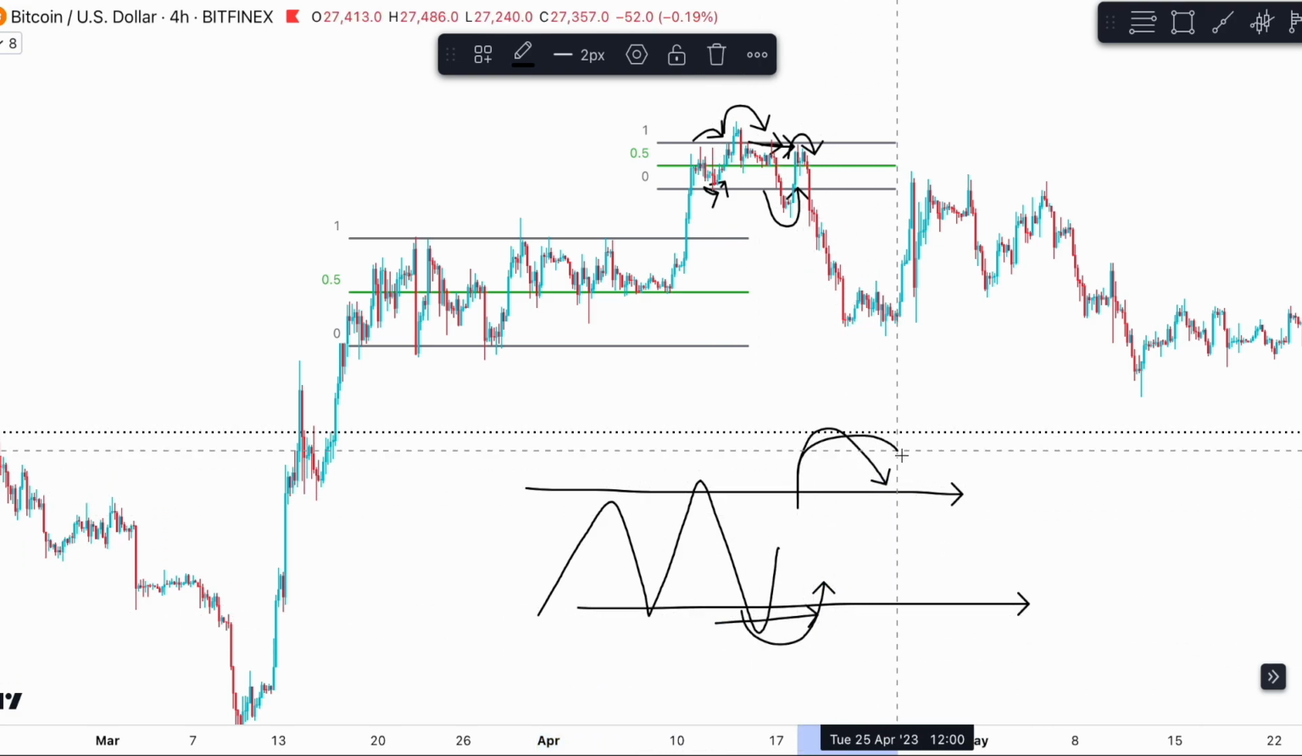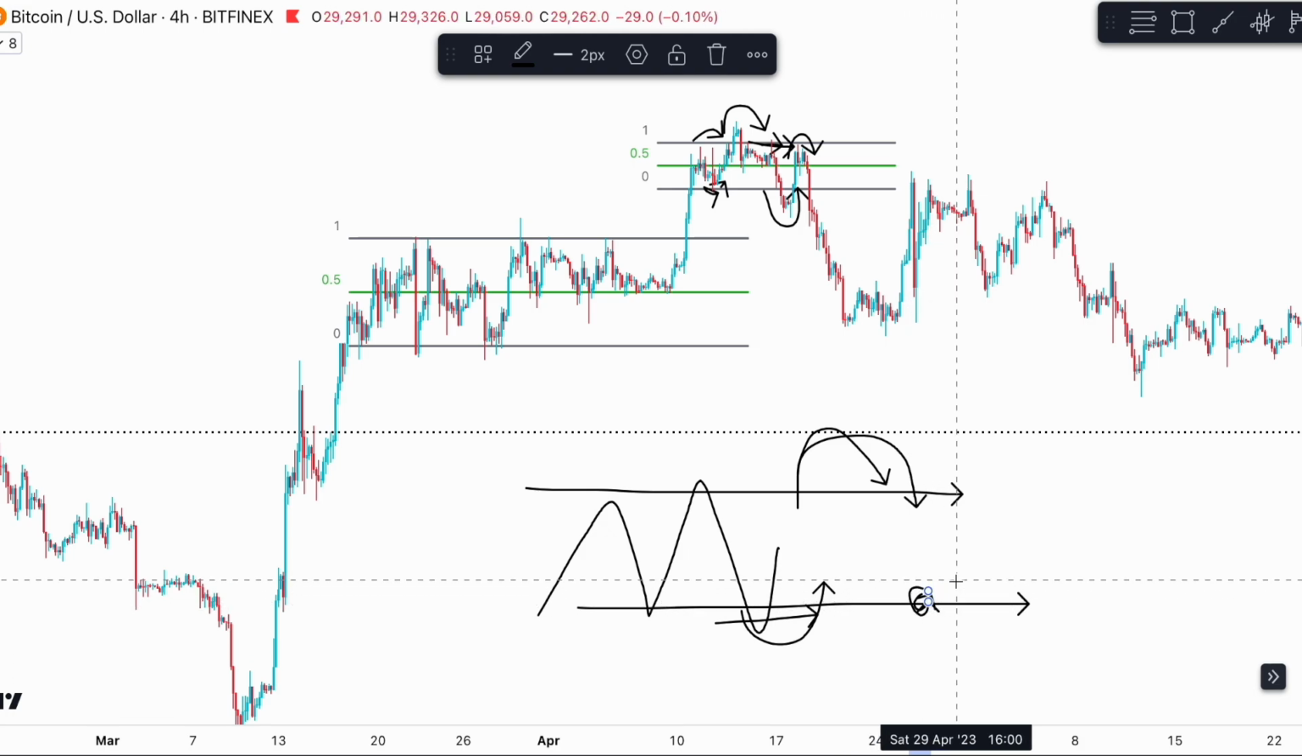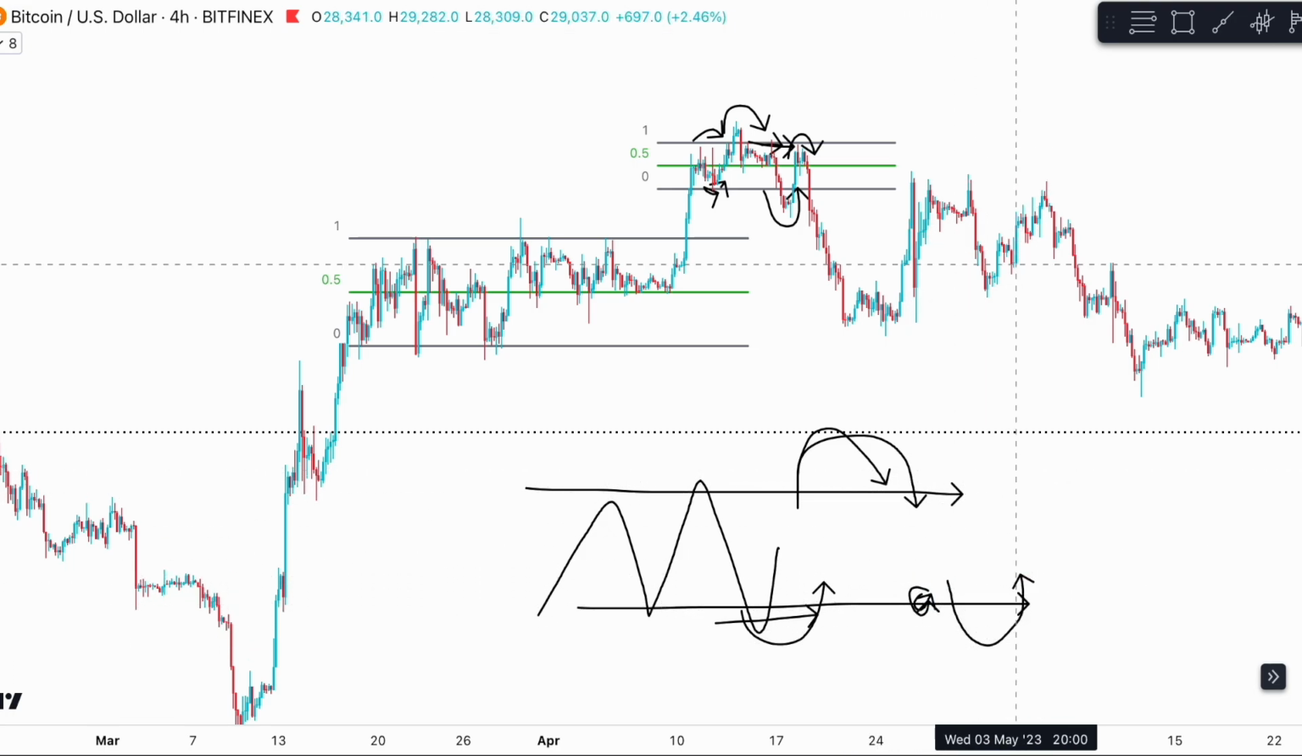You just have these range levels and you're just oscillating between them and taking a deviation from either side. And once you deviate the top of the range, you can target the range lows. Once you deviate the bottom of the range, you can target the range highs. And that's just how it works.